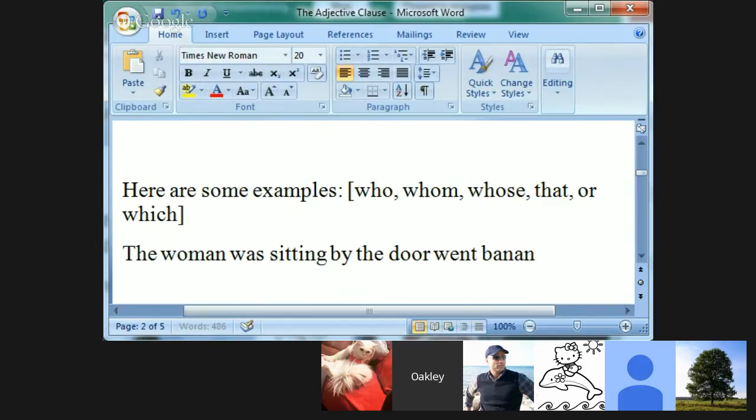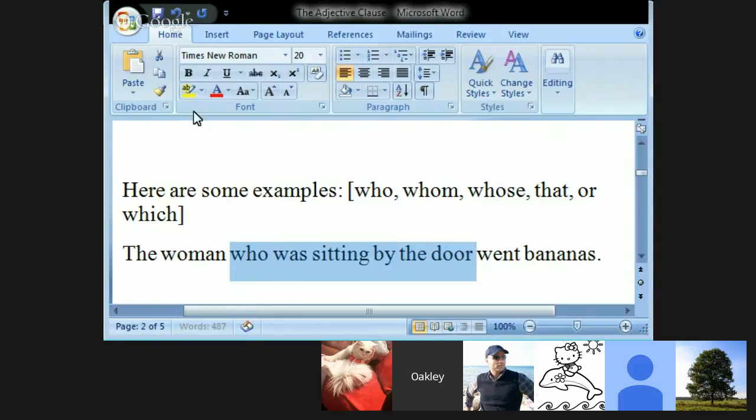Okay, wait a minute. What's missing here? Commas. Oh, are you still speaking? Oh, yes. So the woman who was sitting by the door. Ah, I didn't hear the who. That was my problem. Okay. The woman who was sitting by the door went bananas. Your adjective clause is what? It's essential. Is it? Okay. Your clause is here, right?